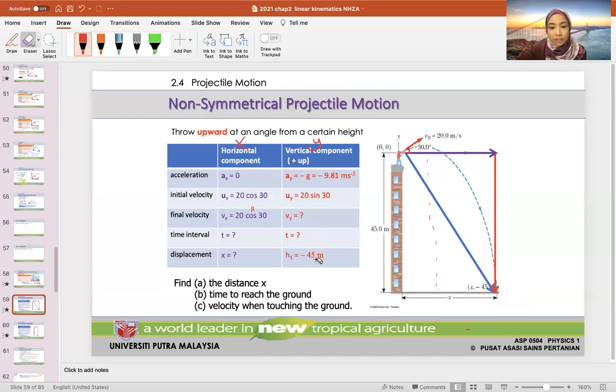And we already know that our h, or our displacement in the y, is minus 45. It's going down by 45 meters. Therefore, the displacement is a minus. Okay, so let's do this one.